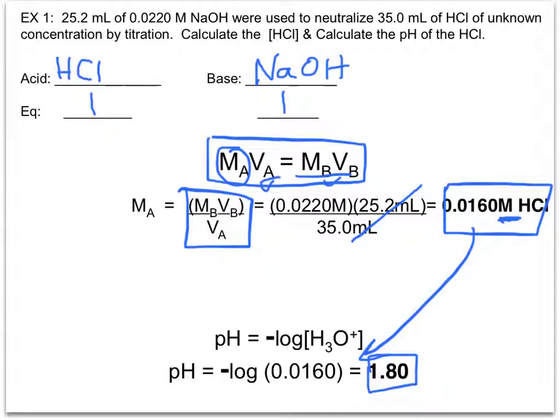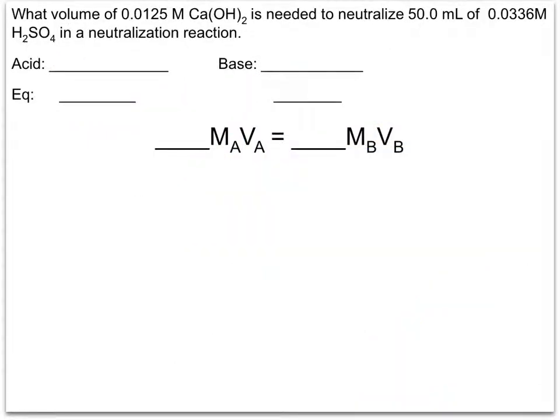Let's work one more of these. This says, what volume of 0.0125 molar calcium hydroxide is needed to neutralize 50 milliliters of 0.0336 molar sulfuric acid in a neutralization reaction? The acid is H2SO4 with the two hydrogens. That would be 2 ion equivalents.